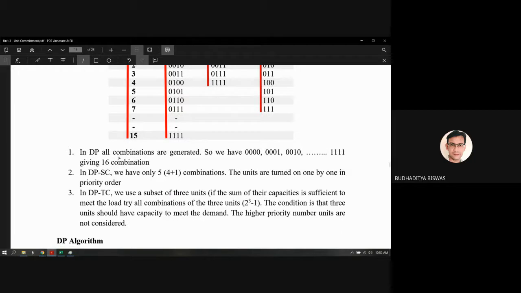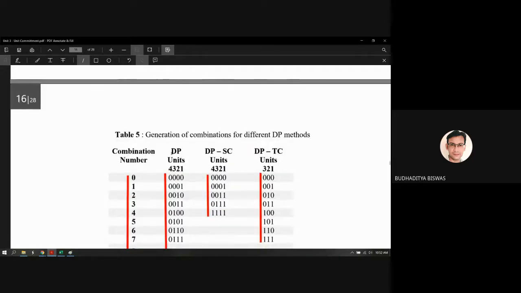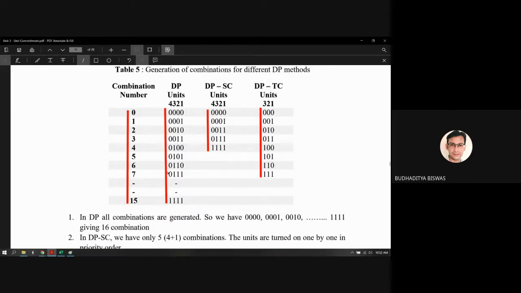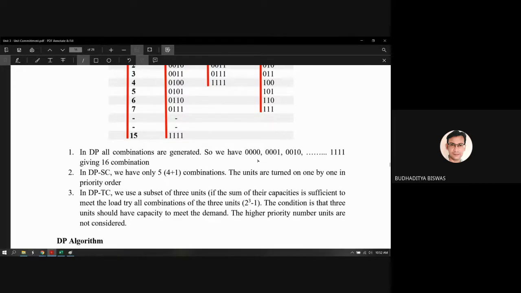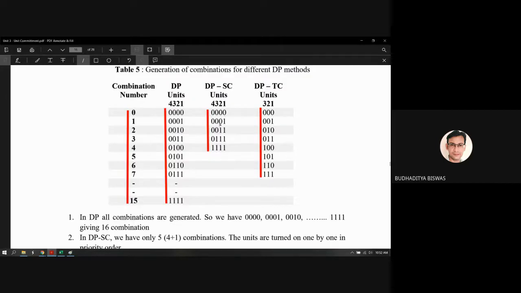So in DP, all combinations are generated. This is the dynamic programming unit commitment. All possible combinations are there, starting from 0, 0, 0, 0 to 1, 1, 1, 1, giving all 16 combinations. In DPSC, we have only 5. That means 4 plus 1: 4 is this one, and 1 is the all-0 case.